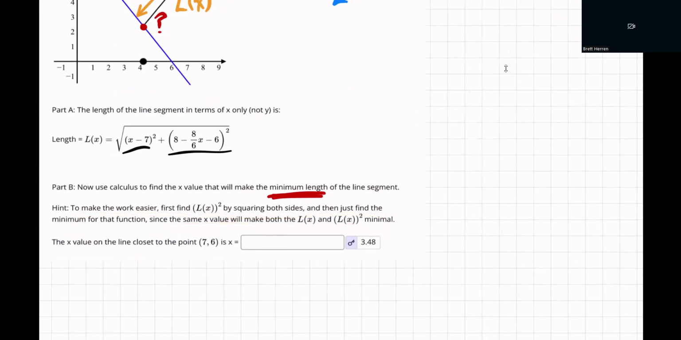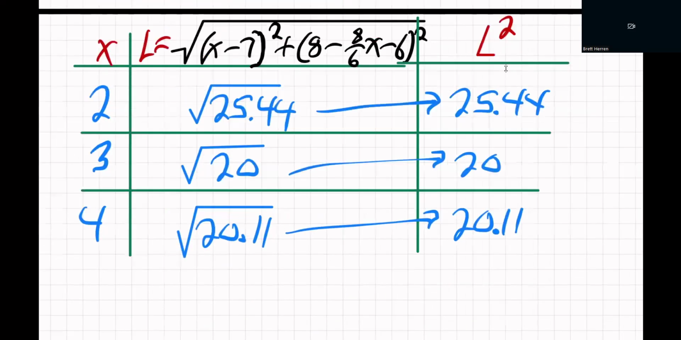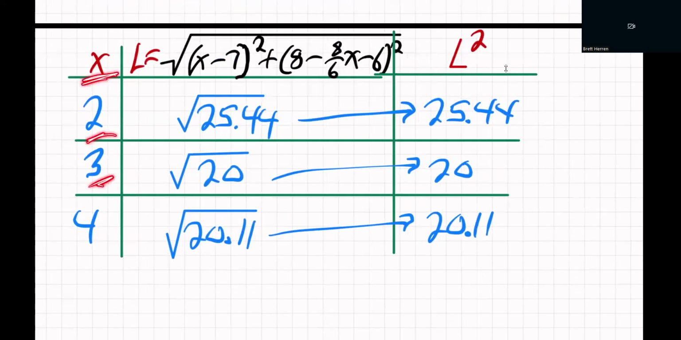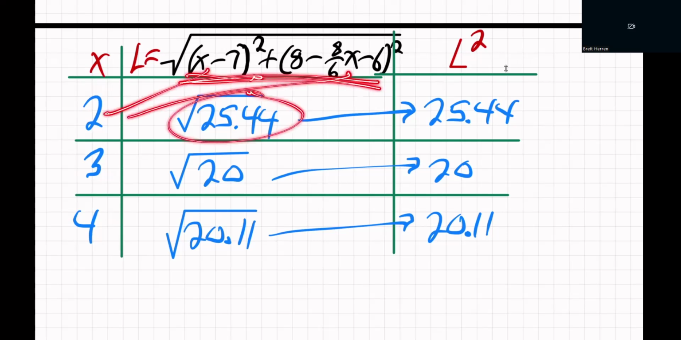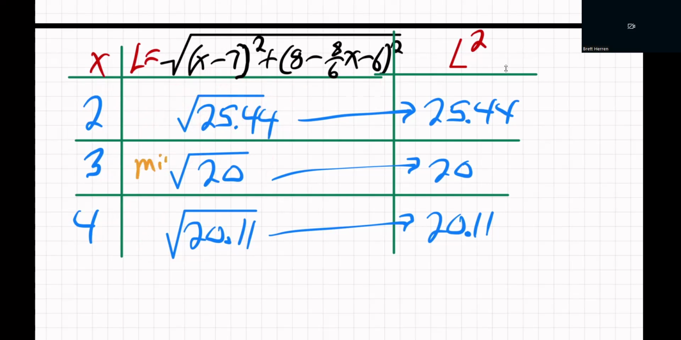What am I talking about there? Let me show you. I made a little table here. I just picked out some random x values. X is 2, x is 3, x is 4. And here's the function, and I plugged in 2 right there, worked it out on Desmos, got square root of 25.44, plugged in 3, got square root of 20, plugged in 4, got square root of that. So which of those is minimal? Which one of those is lowest? Well, this one, right? Or let me write it over here.